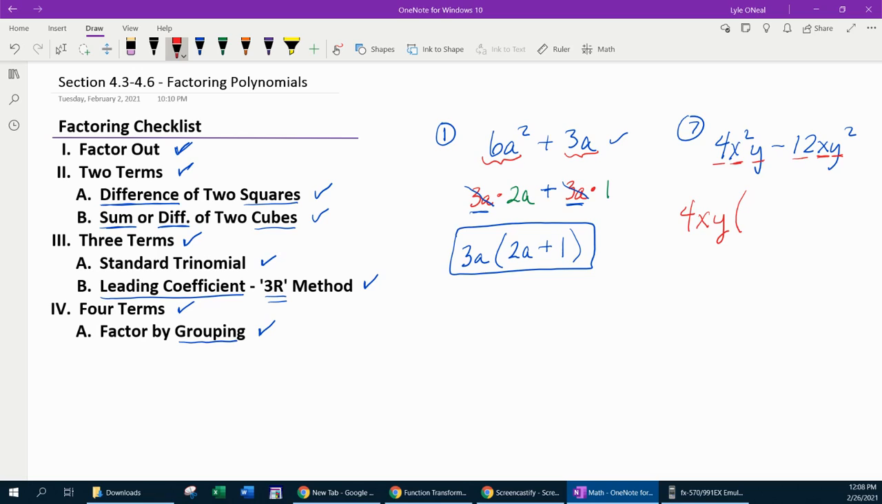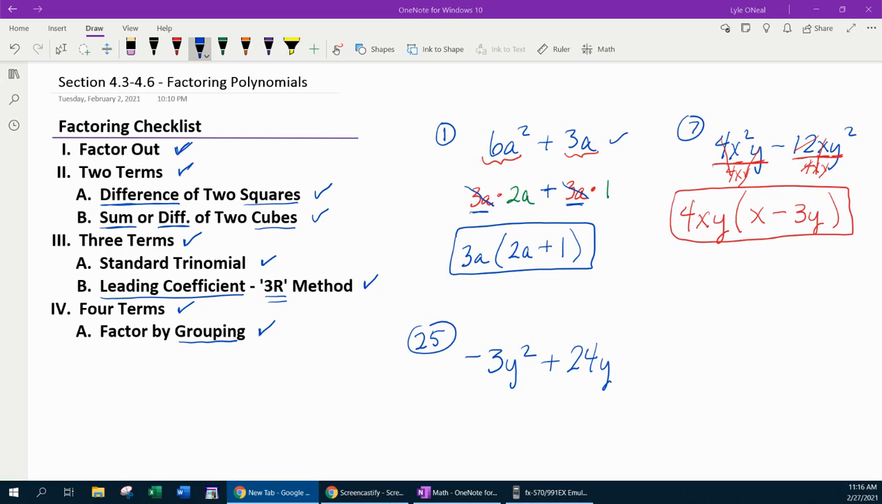Now I need to figure out what's going to be left over, and I do that by dividing. So 4x squared y divided by 4xy, the 4's will cancel, the y's will cancel, and I will have 1x left over, minus. Then again, if I divide by 4xy, 4 goes into 12 3 times. The x's cancel, and I will have 1y left over. And that is factored correctly. It is also factored completely because the remaining binomial inside is not the difference of squares, right? These are not squares, and it's definitely not cubes. So that's where you stop.